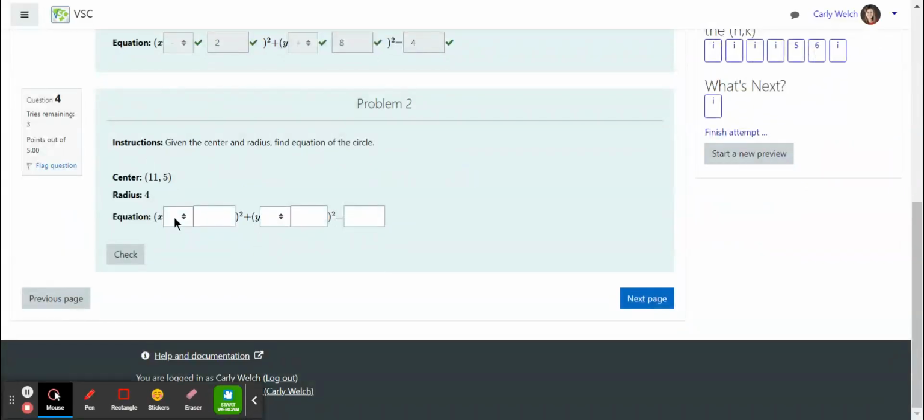All right, positive 11 becomes minus 11. Remember, the minus comes from the standard equation. And then positive 5 will become minus 5. And 4 squared, 4 times 4 is 16.